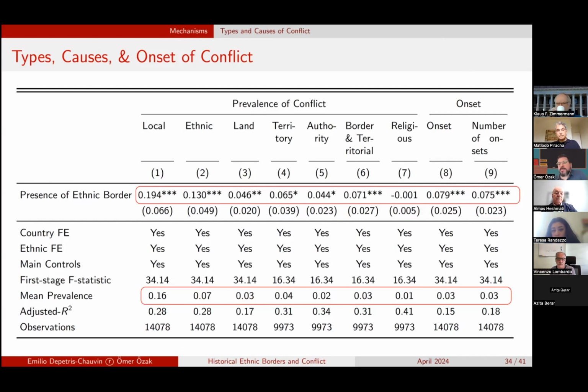Then we look at the probability that a conflict starts in a cell, or the number of starts of conflict in a cell. And we see, again, this huge effect, basically twice the mean, of the presence of historical border. Again, suggesting that conflict tends to start there because that's where you should have all these problems of competition for resources under the presence of basically soft borders.